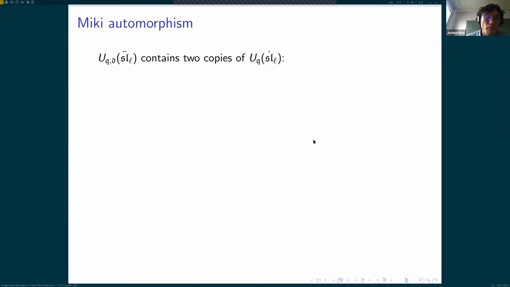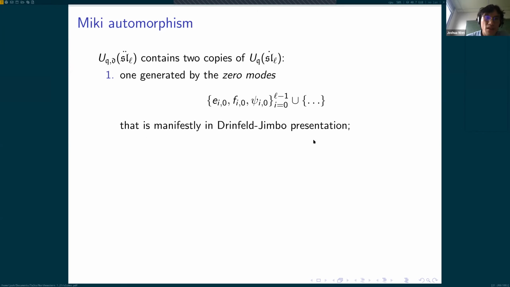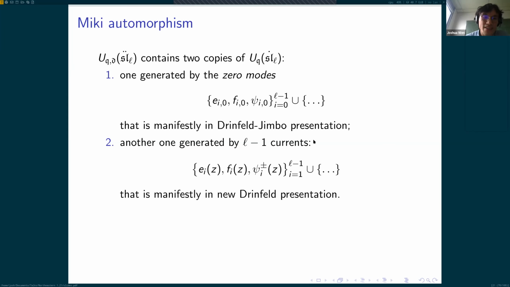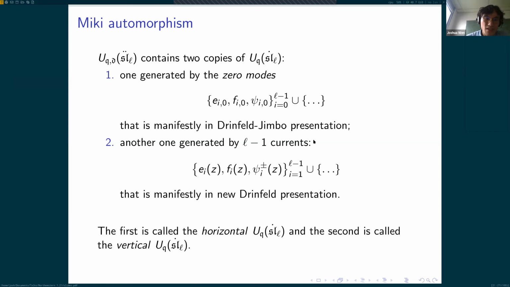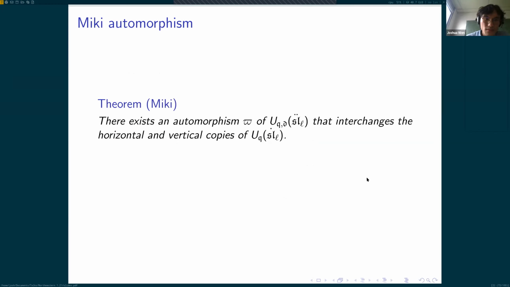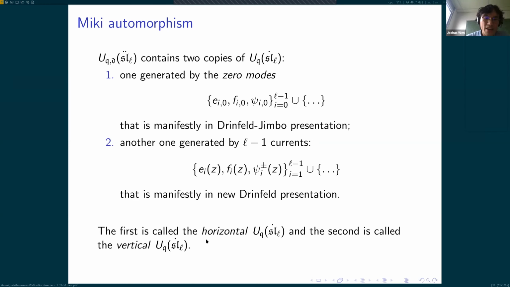So this toroidal algebra contains two copies of the quantum affine algebra. One, you just take the zero modes of your generating currents, so constant terms, and it's manifestly in the Drinfeld-Jimbo presentation. On the other hand, you could take the currents from 1 to L-1 rather than starting from 0 to L-1, and that's manifestly presented in the new Drinfeld presentation. So usually we call the first one horizontal and the second one vertical. Similarly, you usually call the vertical Heisenberg.